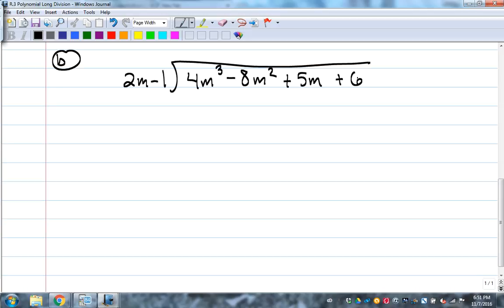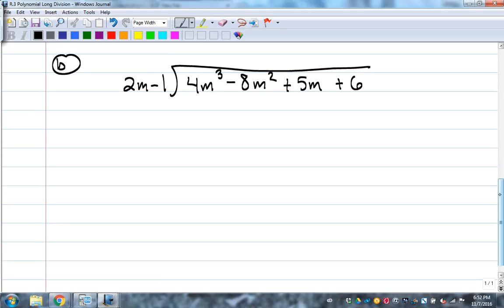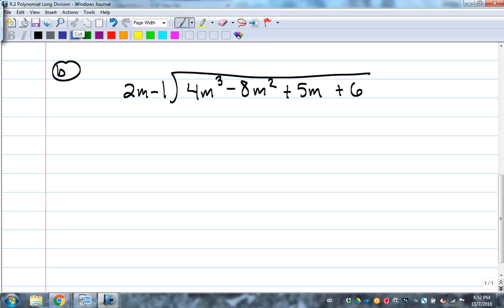So we have 4m to the third minus 8m squared plus 5m plus 6. Where do we look? The 2m on the outside. Notice what order are both of our polynomials in? Descending order. They better be. If they're not, it's going to make it really, really hard. So make sure they're in descending order. Most of them will be already. You won't have to really worry about that too much, but just check for that. If you run into one you're having trouble with, check the descending order first. It may be that. So we look at that 2m.